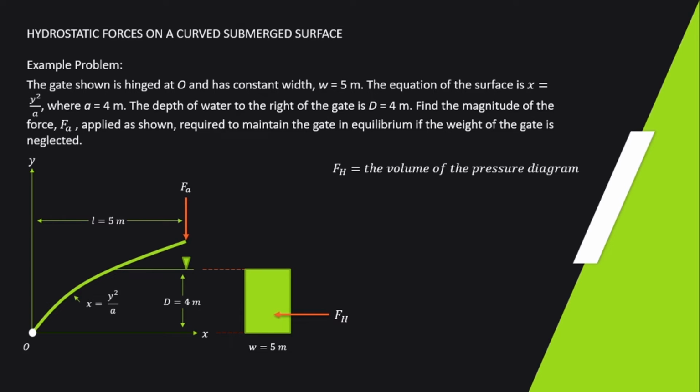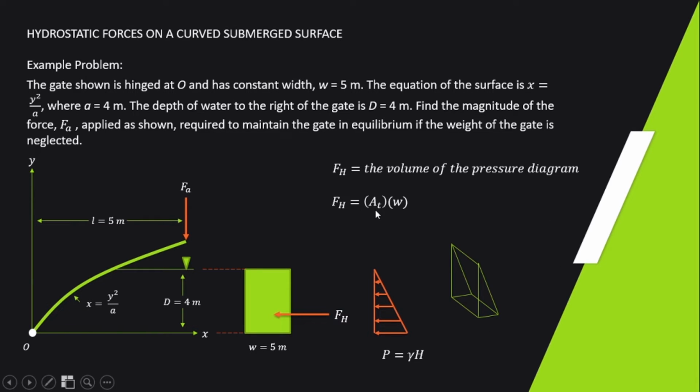Another solution to get the horizontal component is to use the volume of the pressure diagram. First, let's draw the pressure diagram, then get the pressure at the bottom, which is gamma H, where H is 4 meters. In 3D, this is the pressure diagram. Its volume is equivalent to the constant area, which is the triangle, times the width W. The area of the triangle is 1/2 times unit weight times H as the base, times the height, and times W gives the volume, or the equivalent hydrostatic horizontal force.